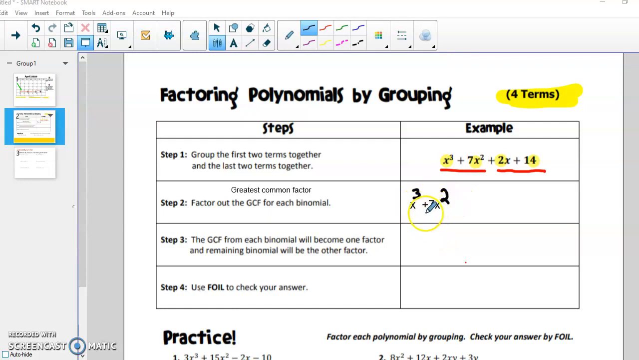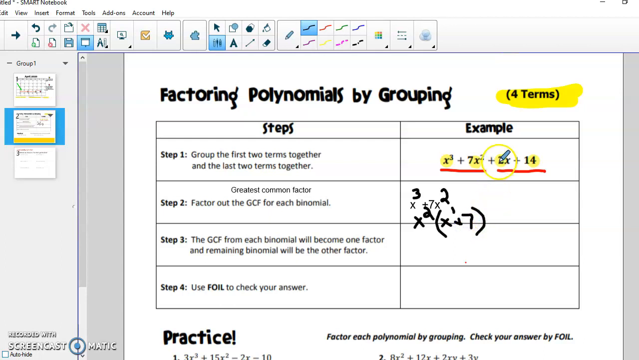Well, I know that they both share an x, and they both share actually an x squared. So I'm going to make a note for myself that they both share an x to the second power. So I can remove that from both of the terms, and when I divide by that greatest common factor, just like we did a couple weeks ago, I'm going to be left with an x to the first power and a 7.